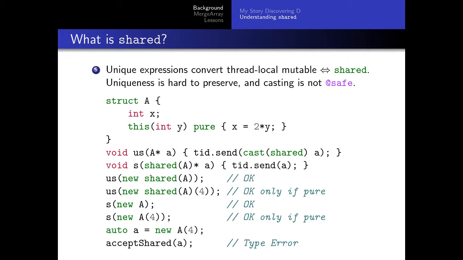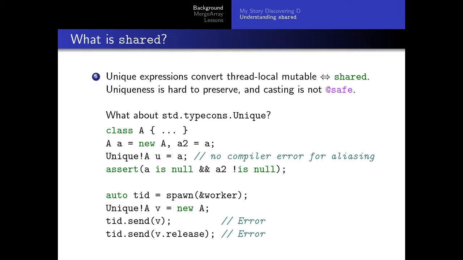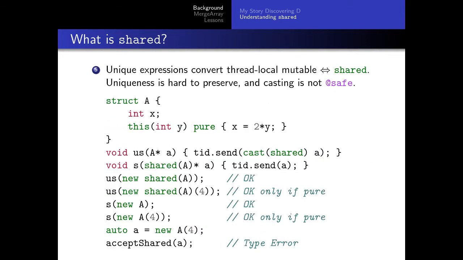Yeah. Also down here, I forgot to change that function name to S instead of except shared. But you can see that when you try to assign it to a variable, then the compiler doesn't know it's unique anymore. Right. The uniqueness is gone after the expression is evaluated.